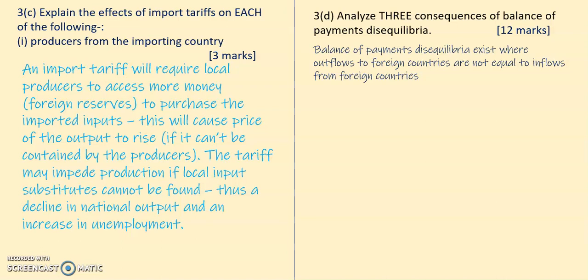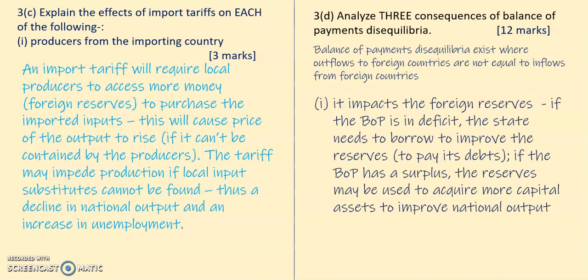Okay, well, just to be clear, balance of payments disequilibrium exists where the outflows of reserves to foreign countries are not equal to the inflows of foreign reserves from foreign countries. In other words, you're spending more than you're earning. So what will happen then is that this disequilibrium would impact the foreign reserves, obviously, because if the BOP is in deficit, then the state needs to borrow money to improve the reserves, and therefore to pay its debts.